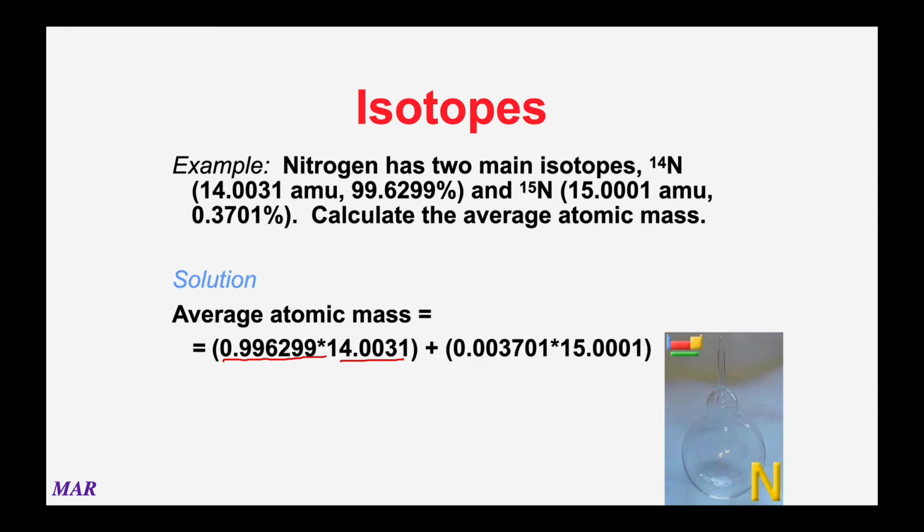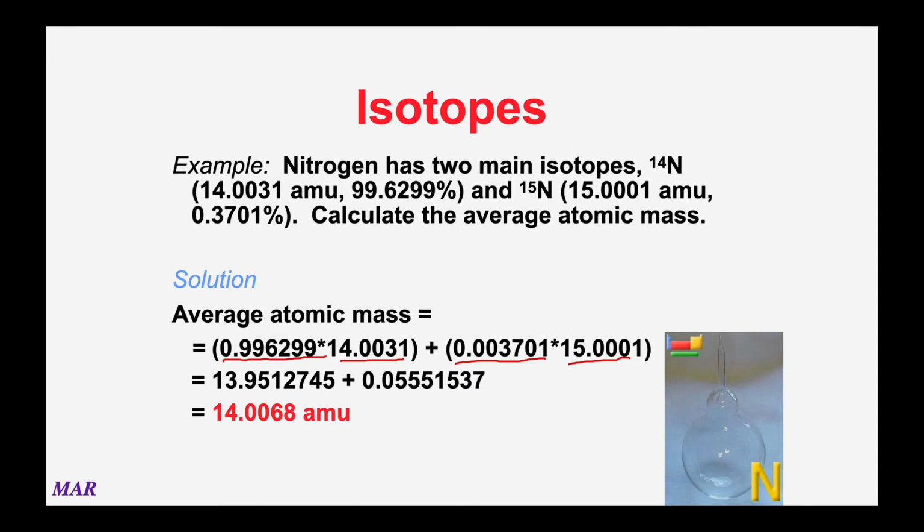Now the other one was 0.3701%. So that number divided by 100 is an even smaller number, but we'll multiply that by that isotope mass. And we'll add these two things together. If you do this, 14.0068 AMU. And if you look on your periodic table, that's not too bad.